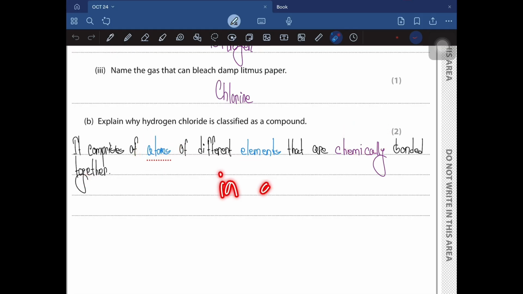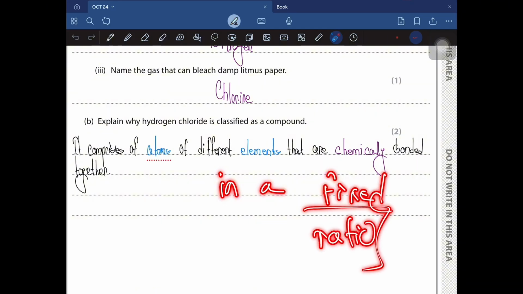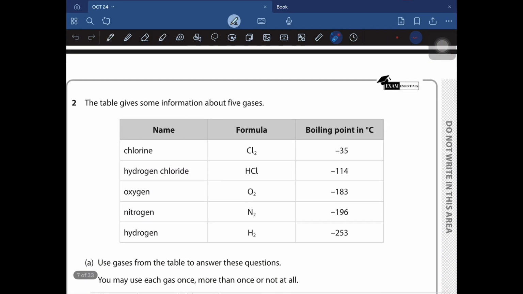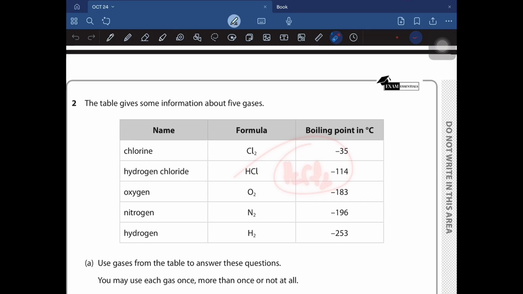You can also say that in a fixed ratio. A fixed ratio means that there is one hydrogen and one chlorine only. It is not H2Cl2. It is fixed, that is HCl.